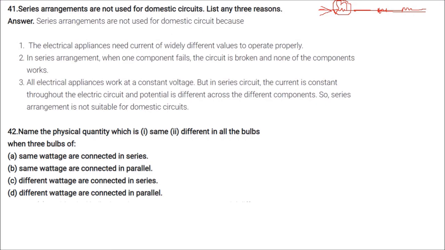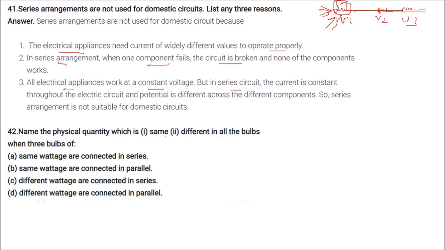First of all, the electric appliances need a variety of widely different values to operate properly. In a series arrangement, when one component fails, as I suggested here, the circuit is broken and none of the components will work. And all electrical appliances work at a constant voltage. But in a series circuit, the current is constant. Here the current is constant, voltage is different. This is V1, this is V2, V3 throughout the electric circuit, and the potential is different across the different components. So series arrangement is not suitable for domestic circuits.